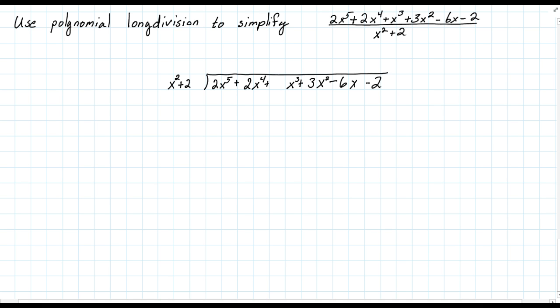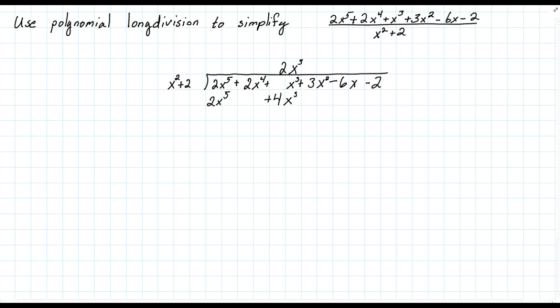What do I need to multiply x squared by to get 2x to the 5th? And that would be 2x cubed. So I'm going to put it right above the x cubed term just to keep everything straight. And now when I multiply x squared by 2x cubed, I get 2x to the 5th like you would expect. And then I also get 4x cubed. So instead of putting that right next to my 2x to the 5th, I'm going to put it under the x cubed term.